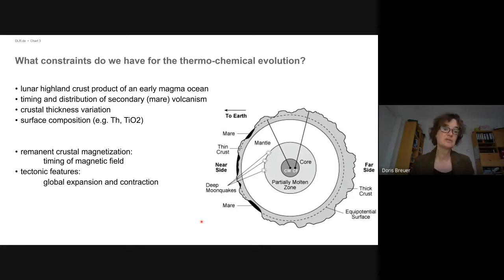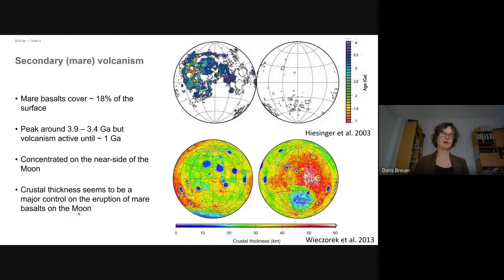Other information that we have is crustal magnetization in the crust, which gives us an indication of the magnetic field and the timing of it. We also have tectonic features showing us global expansion or contraction. I don't address these two points here because I don't have enough time to talk about these issues as well. So let's first start with the secondary volcanism, or mare volcanism.